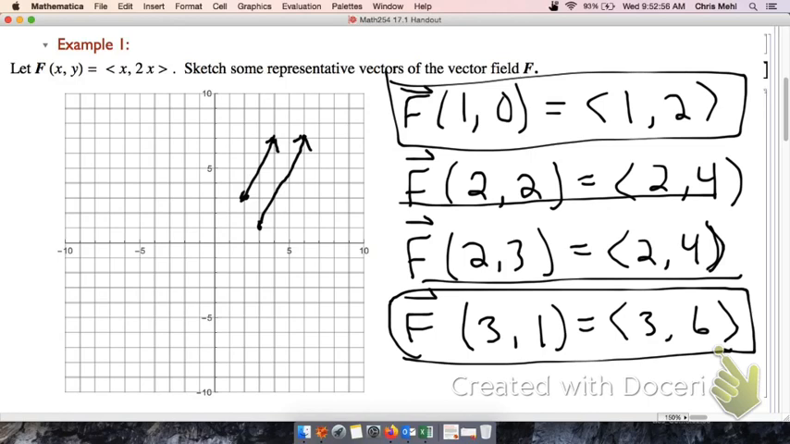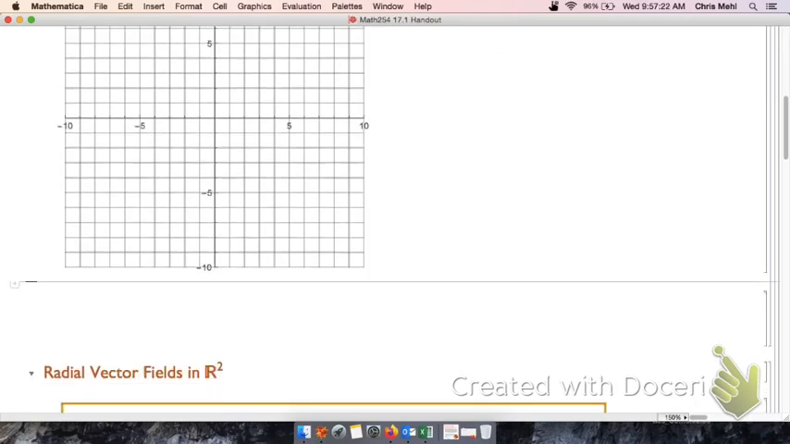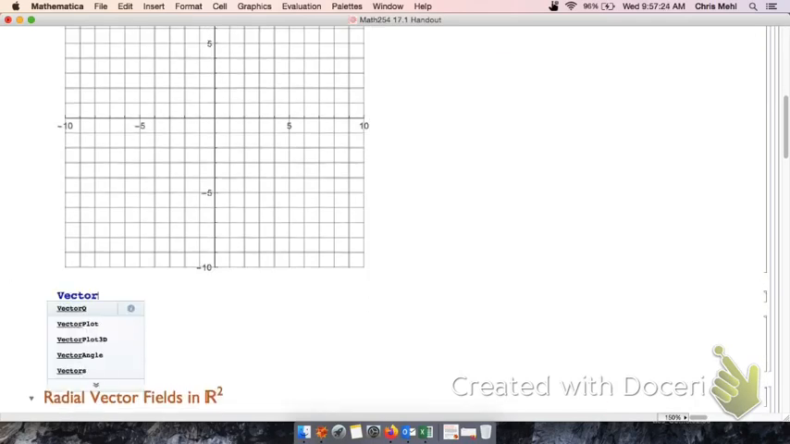So, you can use Mathematica to plot these as well. You're just going to use the command VectorPlot, type in the coordinates, and you can give a range of values if you want. You could do x going from, say, -3.